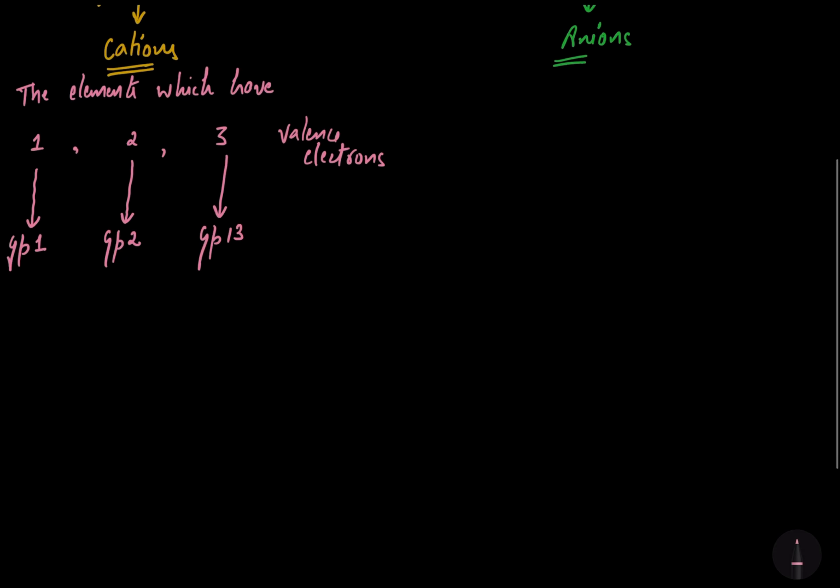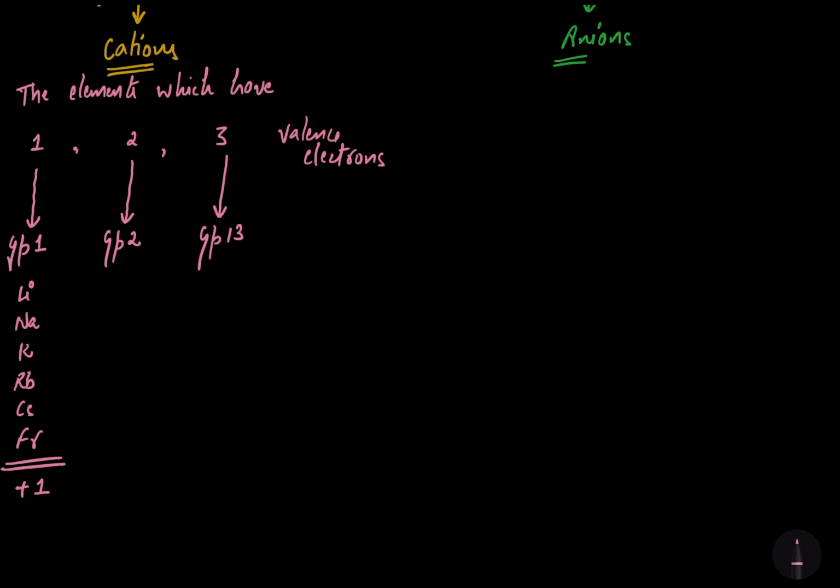The group number 1 elements. What are the group number 1 elements? It's lithium, sodium, potassium, rubidium, cesium, francium. The group number 1 elements readily lose their one valence electron and acquire the oxidation state of +1 by losing their one valence electron. That's group number 1.